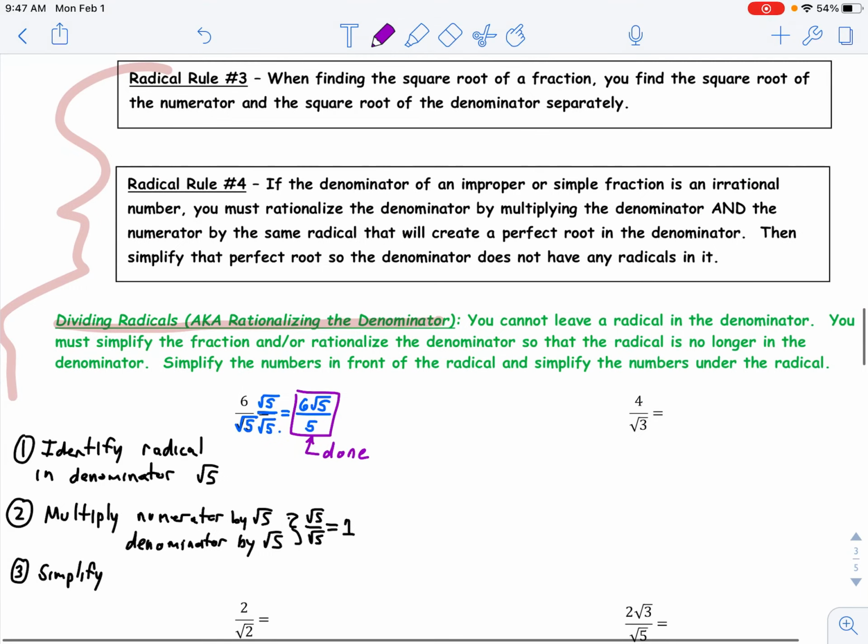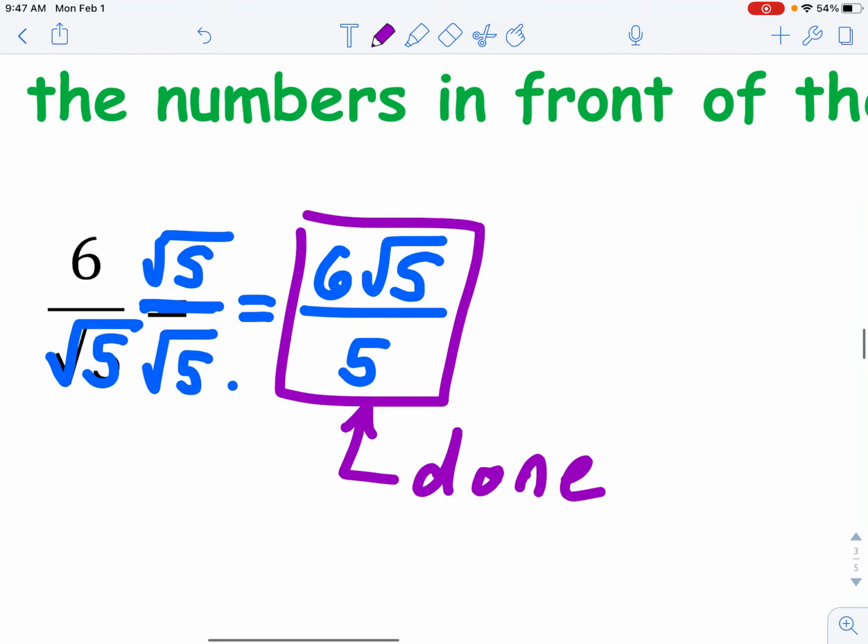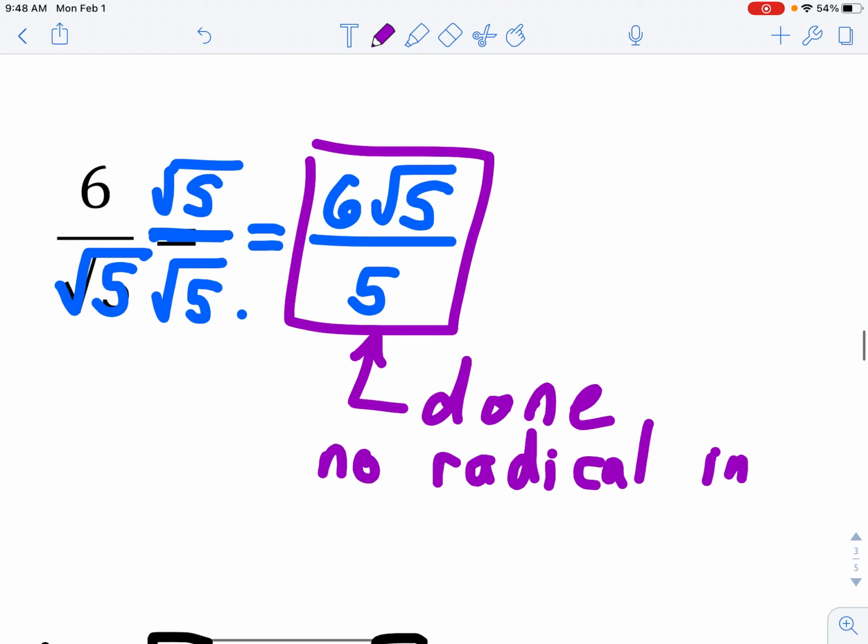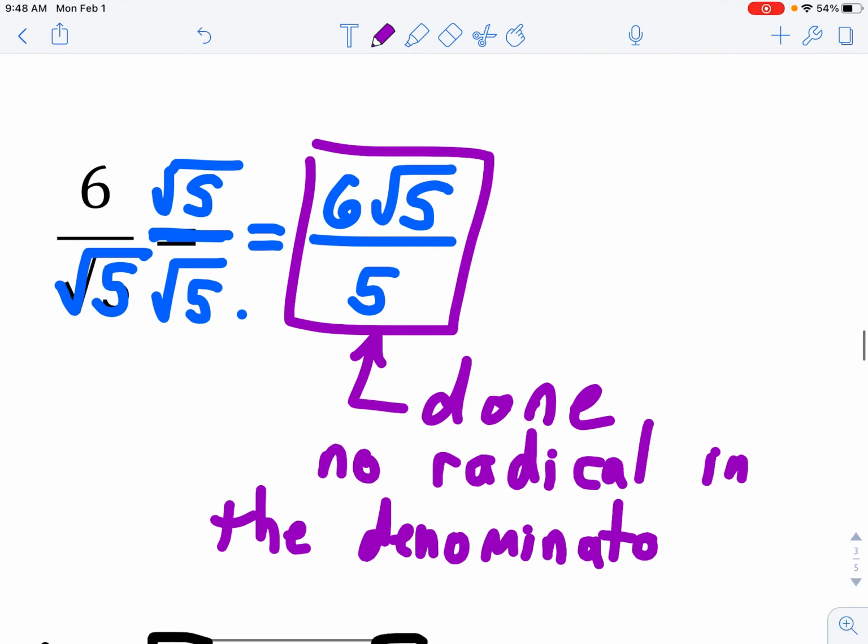It might not be clear in this example, but some of the other ones might be a little bit more clear. So again, notice how there was no radical in the denominator.